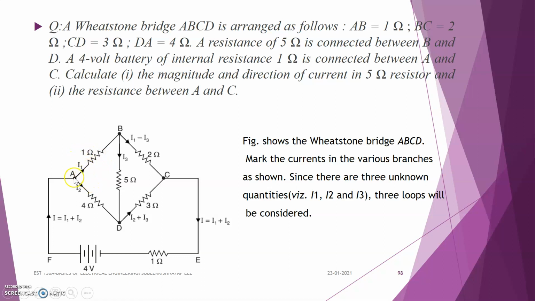So the first term is minus 1 into I1, and next we are going from B to D, and the current is also going from B to D. So the voltage drop here is minus 5 into I3. Then we go from D to A, but the current is flowing from A to D, so we take this voltage drop, 4 into I2, as positive. So that is the first loop.